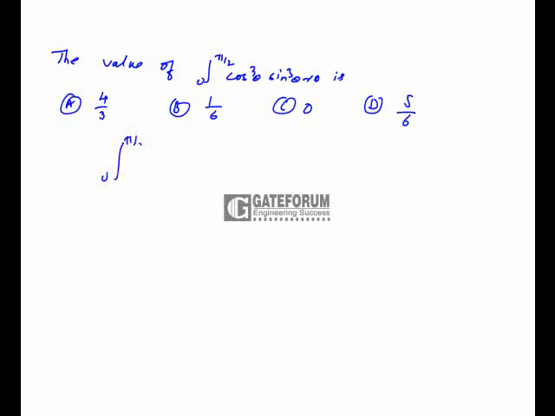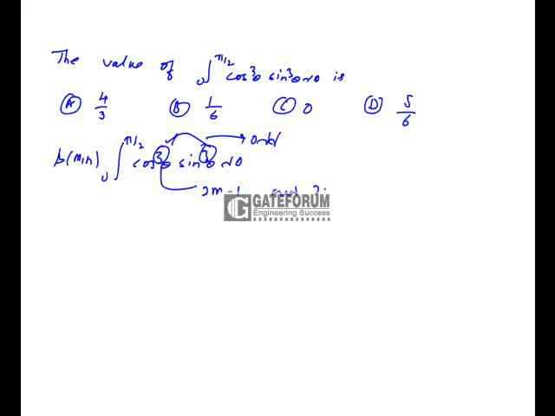Integral 0 to pi by 2 cos cube theta into sin cube theta d theta. We have to find the value of this integral. Now this integral can be written as beta of m comma n. Now look into these exponents. Exponents are nothing but odd numbers, so we can write them as 2m minus 1 and 2n minus 1.